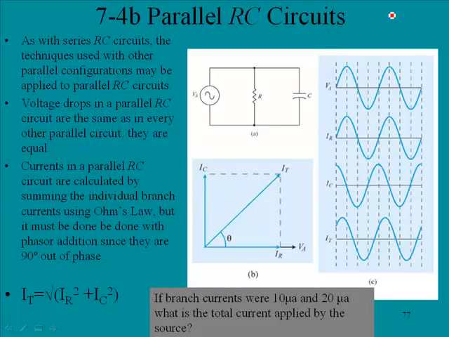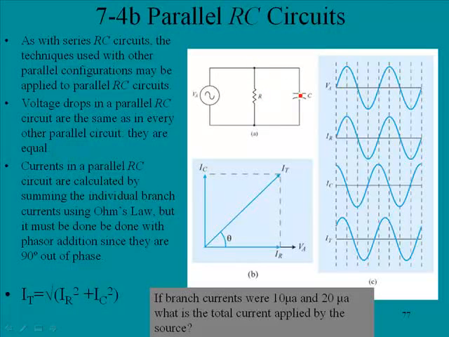We're in 7.4b. In this section we're going to take a brief look at parallel RC circuits. In the previous section we had looked at series RC circuits, and you'll note here in our little schematic that herein lies the difference. These two components are now in parallel. In the previous diagram they had been in series.